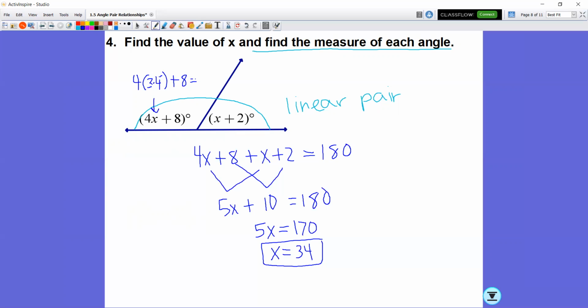What do we get here with that? 4 times... We should get 144 degrees for this angle on that side. Now when I plug in here, it's going to be a lot easier because I just take 34 degrees, add 2, and we get 36 degrees. You want to make sure that you're answering the question. All right, and we know 144 plus 36 degrees is 180, so hallelujah, we did it.